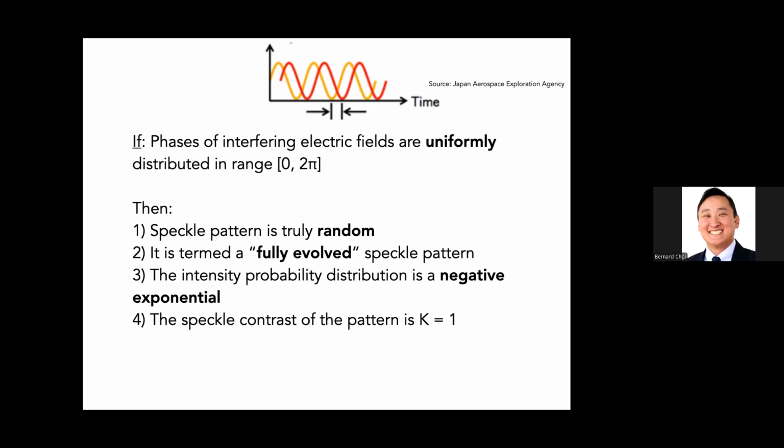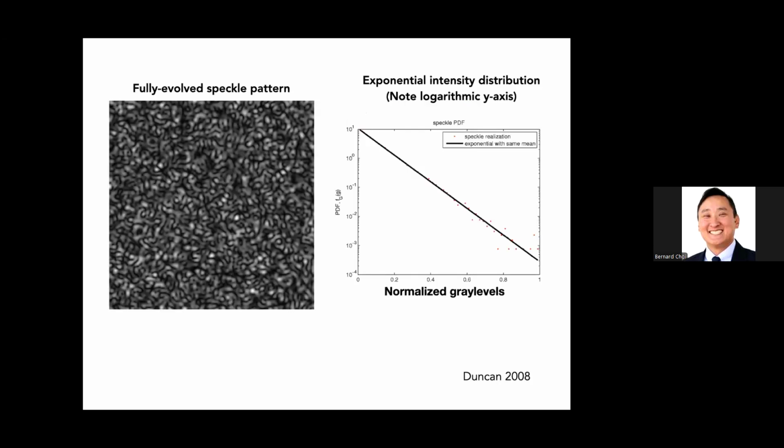And if I calculate the standard deviation of this entire image and divide by the mean of this entire image, I'm going to get a value of 1. So this is the upper limit of speckle contrast. It's 1. So this is for a perfect speckle pattern.